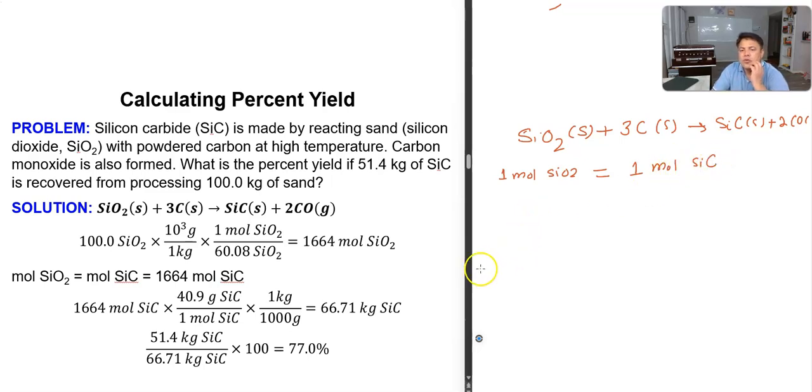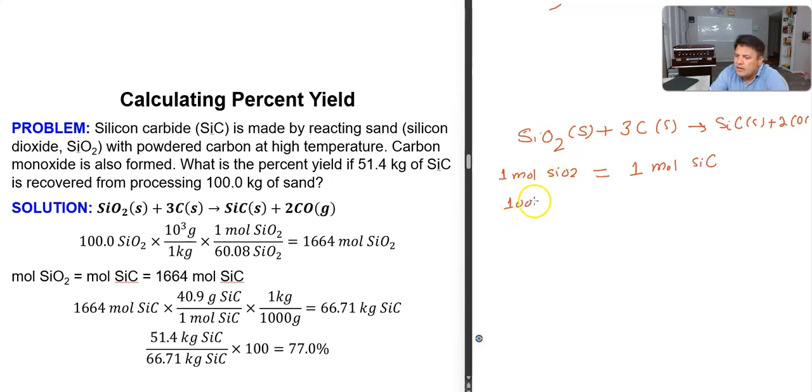Okay, so that's why, see that silicon dioxide, how much silicon dioxide is used? 51 kg of silicon carbide is recovered. Okay, so reacting the silicon dioxide with the powdered carbon at a high temperature, 51 kg of silicon carbide is recovered from 100 kg of sand. Sand means silicon dioxide. Okay, guys, silicon dioxide.